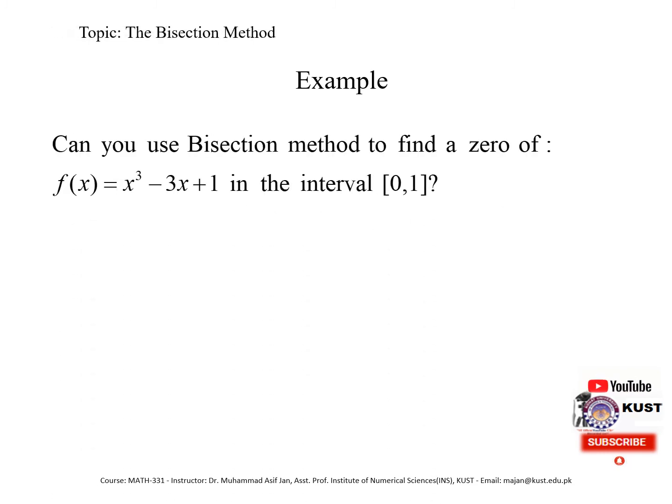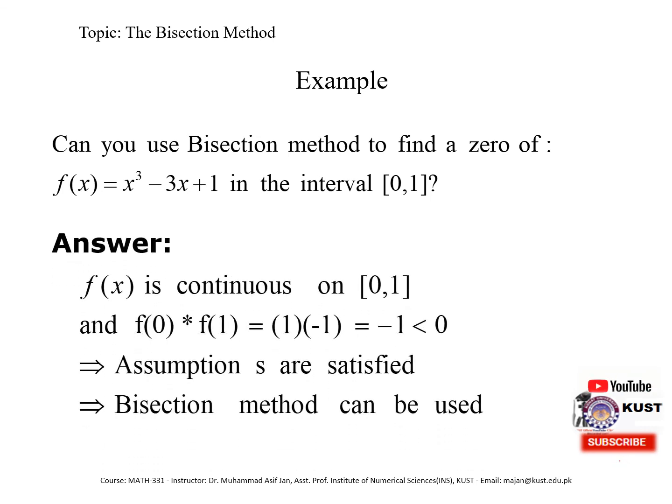However, if we replace the closed interval in the previous example with 0, 1, then the product of the function values at the endpoints of this new interval is negative now. So in this case, both the conditions of the bisection method are satisfied and we can apply the bisection method in this case.